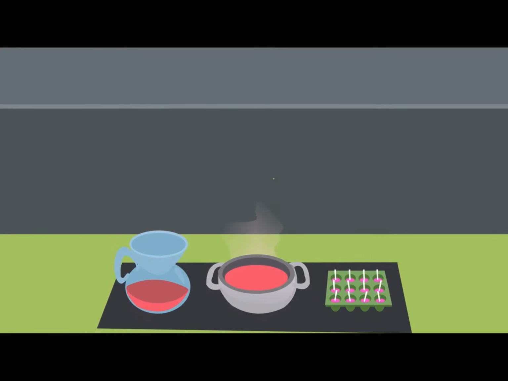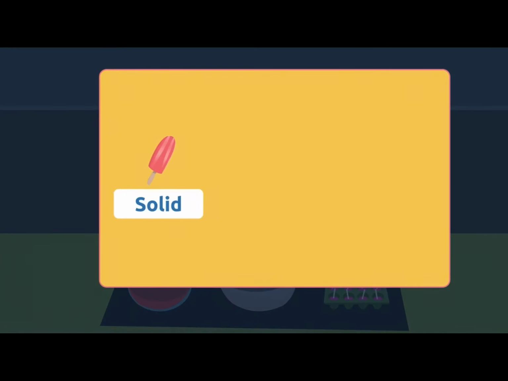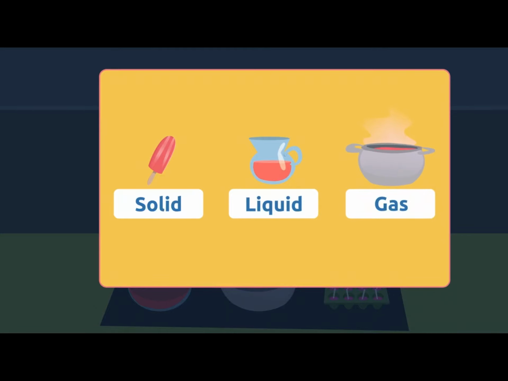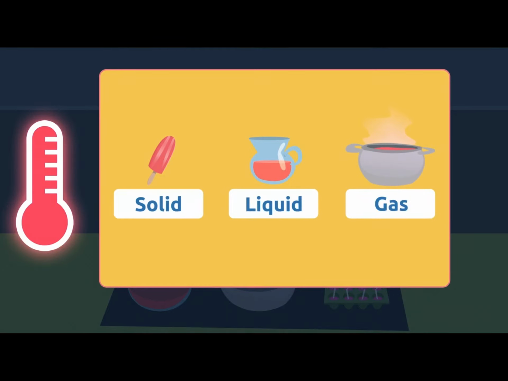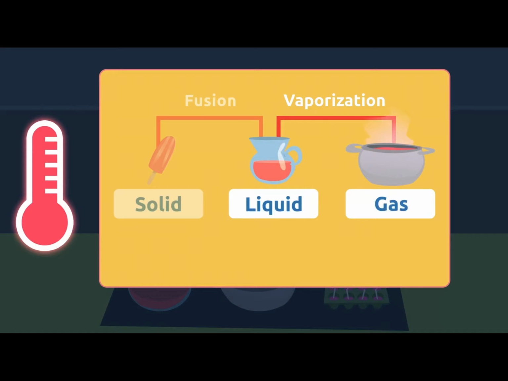You already know that matter exists in three states: solid, liquid, and gas. A change in state happens when we heat or cool matter. If we heat solid matter, it becomes a liquid. We call this process fusion. If we heat liquid matter, it becomes a gas. We call this process vaporization. These two processes can occur the other way around. This process happens when we cool matter instead of applying heat. If we cool gas, it becomes a liquid. This process is called condensation.